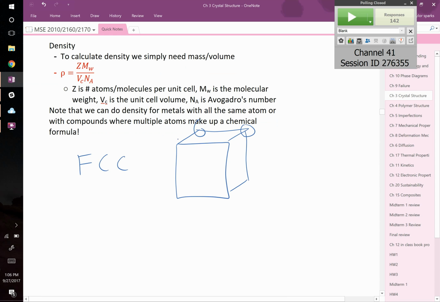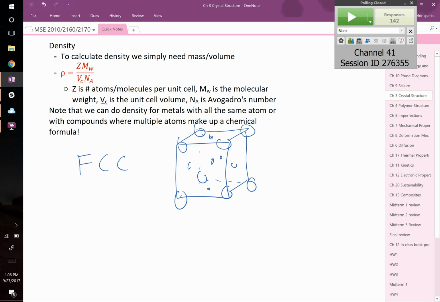You've got atoms at all the corners, all 8 of those corners. And you've also got them on the 6 faces. 1, 2, 3, 4, 5, 6, right? Again, those would all be the same type of atom. I've drawn one small and one larger just for clarity a little bit. So how many atoms are there per unit cell?